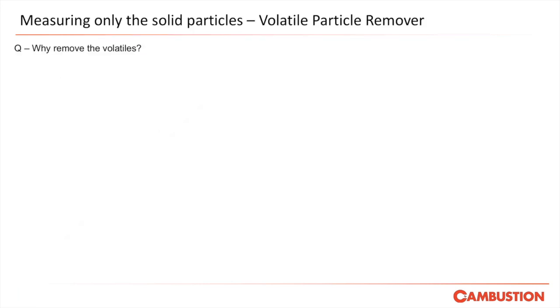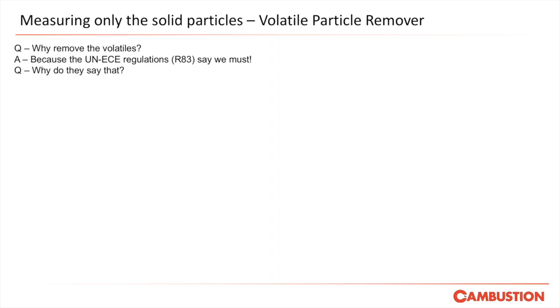So given we have this instrument which can measure all particles, whether they be solid or liquid, volatile or non-volatile, why do we now want to remove the volatile particles? Well, as ever in this industry, it's because the regulators say we must. The regulations designed by the so-called PMP panel, by the UN Economic Commission for Europe, said that we must remove the volatile particles for legislation in Europe and increasingly in other parts of the world.